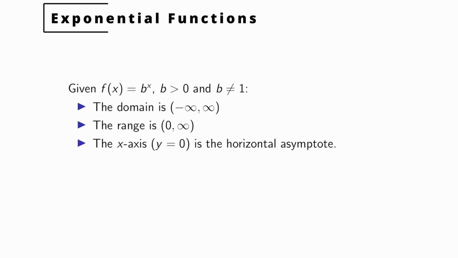Now the range is going to be from 0 to infinity, not including 0, because if b is positive, then any power of b will also be a positive number.